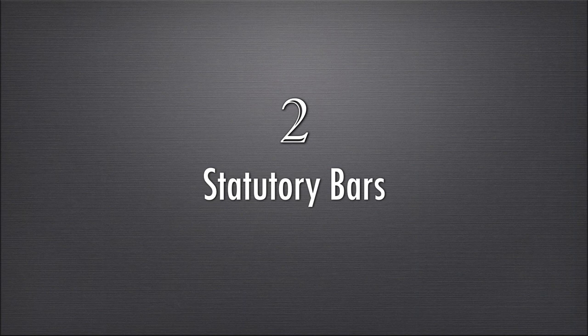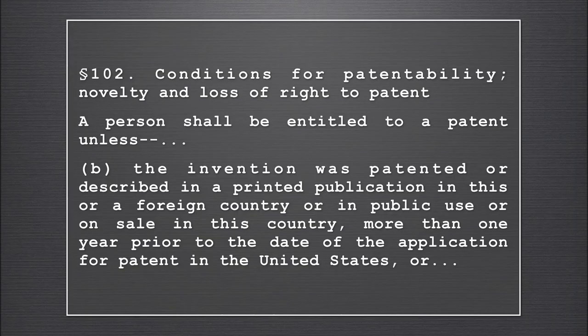Let's move on now to statutory bars. Under the old 102, the statutory bar section is 102(b), right? Which, again, says a person shall be entitled to a patent unless the invention was patented or described in a printed publication in this or a foreign country, or in public use or on sale in this country more than 1 year prior to the date of the application for the patent in the United States, right?